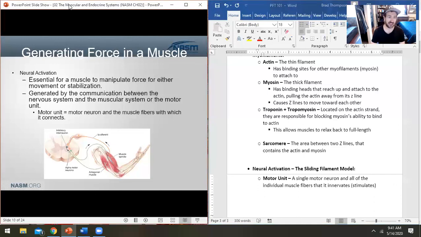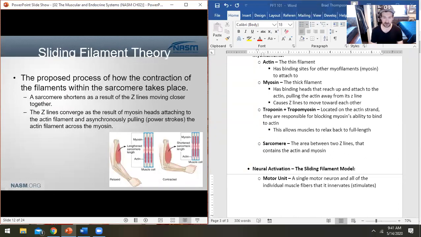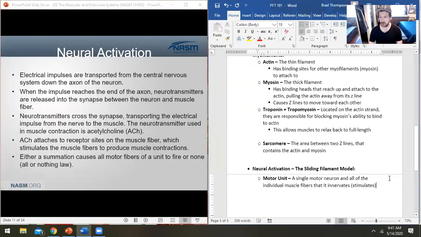So that's kind of neural activation in a nutshell, right? And the way this works is this triggers the sliding action in your muscle cells. So neural activation triggers the sliding action in the sliding filament model, right?